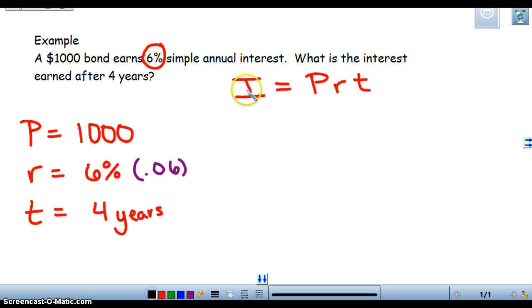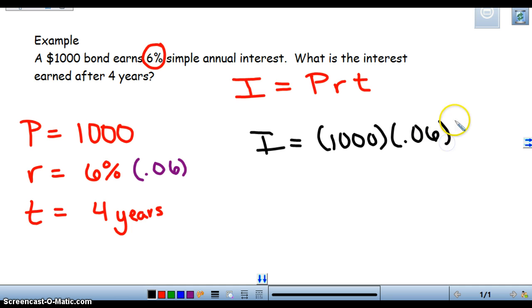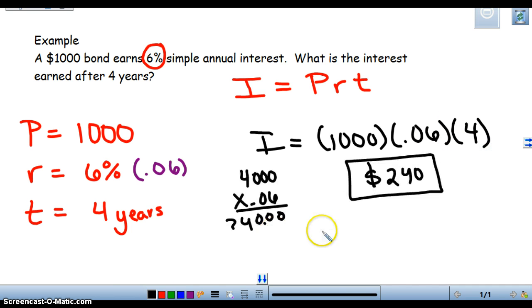So all we have to do now is substitute for our variables. That means interest is equal to 1,000 times 0.06 times 4. And we multiply. So the interest earned per year would be $60. The interest earned after 4 years would be $240. Correct?